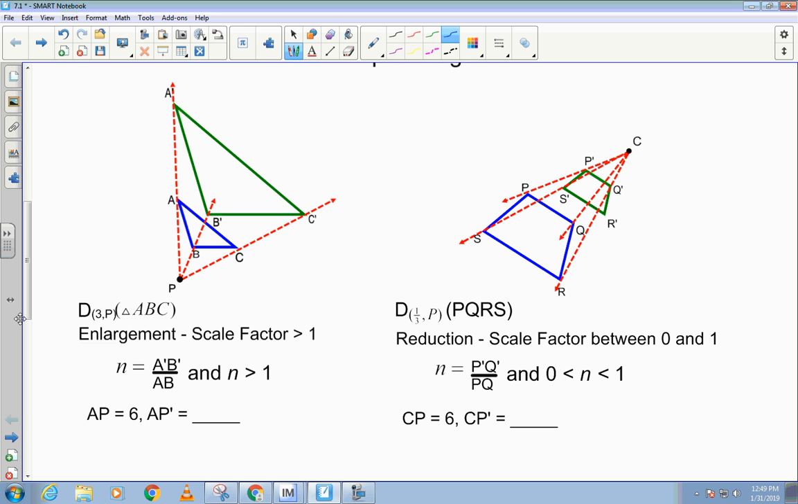Alright. Now, when you find scale factor, you can do it really in two ways. You can use the side lengths, or you can use the distance from the center of dilation. So let's say I told you that this length AP was 6, and I wanted to know this length right here. What would I do?